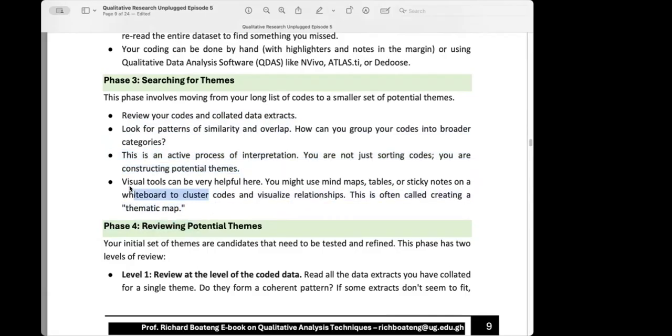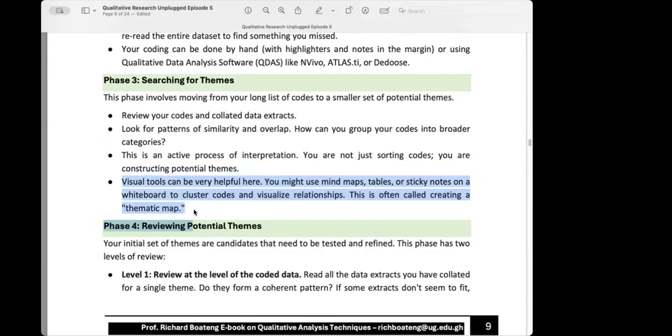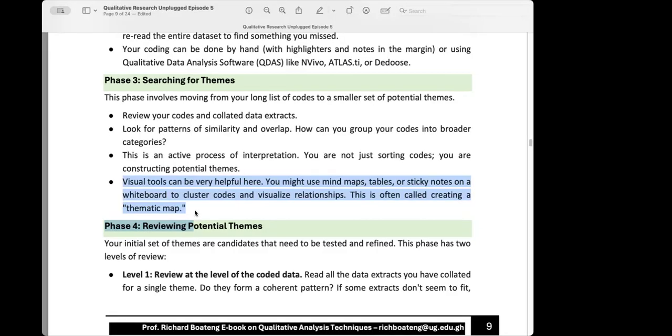Absolutely. Visual tools are incredibly helpful at this stage. You might use mind maps on paper or software to visually explore connections between codes. You could create tables in a document to organize your codes and tentatively group them under potential theme headings. Or some people really like using physical sticky notes on a large whiteboard or wall, writing each code on a note and then physically clustering and rearranging them to visualize relationships. This helps you to create a preliminary thematic map, a visual sketch of the potential themes and how they might relate to each other. It's like sketching the blueprint of your findings.